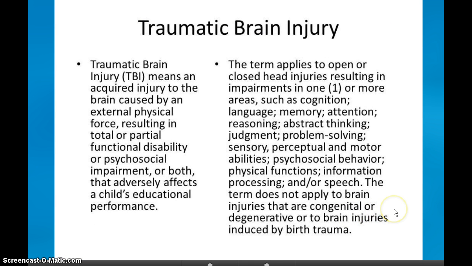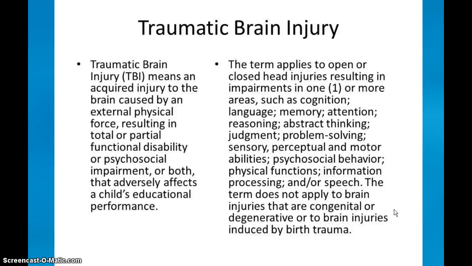The next group are kids with traumatic brain injury. A traumatic brain injury is an acquired injury to the brain because of external force, and it can affect psychosocial impairment, how they get along with others. It can affect their cognition, their language, their memory, their attention, their reasoning, their abstract thinking, judgment, problem solving, sensory, perceptual, motor, psychomotor, physical functioning, information processing, and/or speech. The problem with traumatic brain injury is it just depends on which part of the brain is damaged.